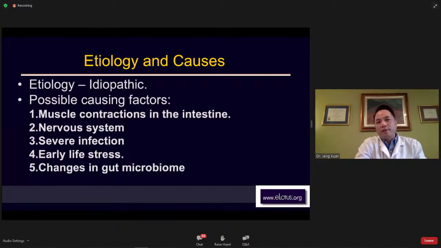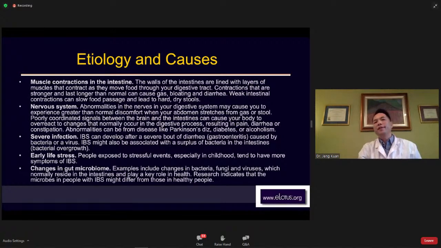Etiology and causes. So far, it is idiopathic. In Western medicine, there's no true answer why some people might be having IBS. Possible causing factors could be muscle contractions in the intestine, or it could be the nervous system, severe infection, or stress. And then it could be a change in gut microbiome. Here is a breakdown of all those possibilities.